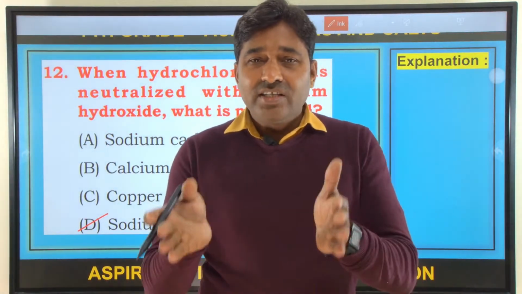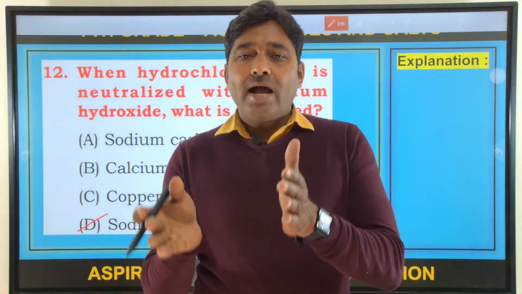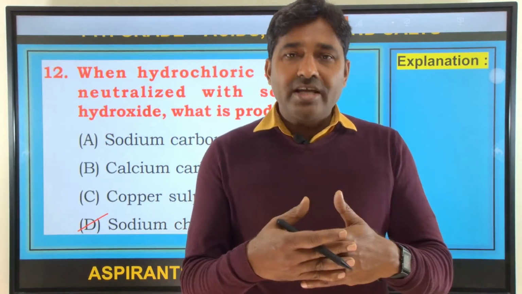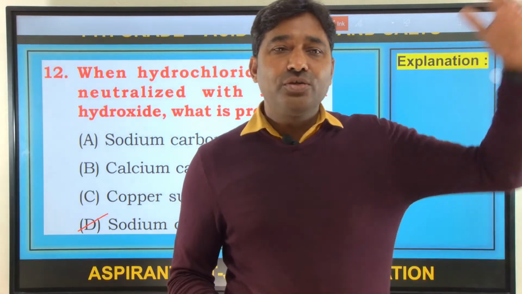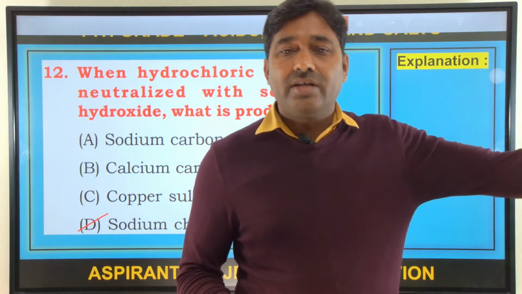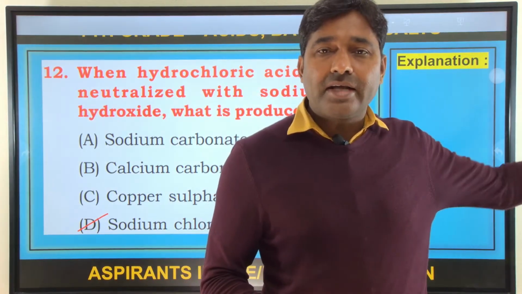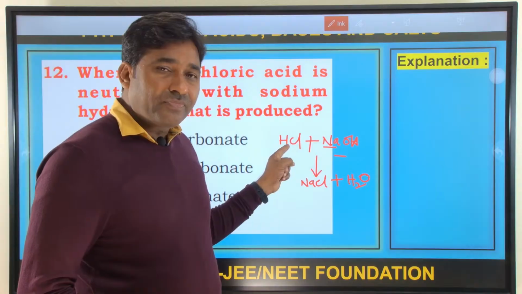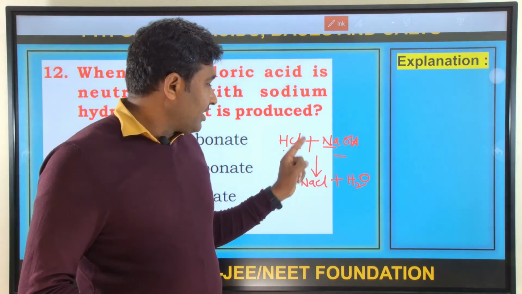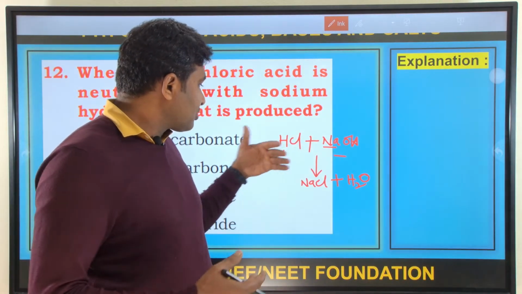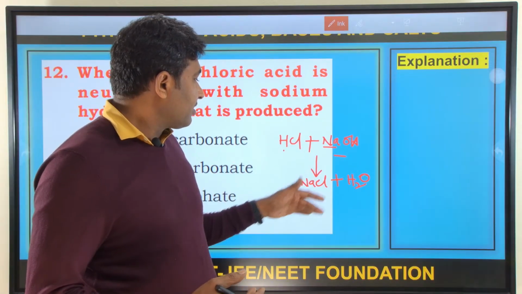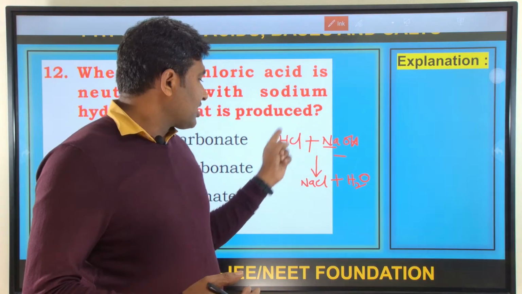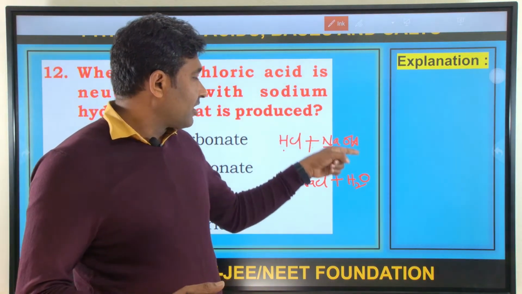Why? Because in a neutralization reaction, acid reacts with the base, then they neutralize each other and give rise to new compounds that are neutral in nature. They are nothing but salt and water. So see here, hydrochloric acid is the acid, NaOH is the base. When we treat these two together, they give neutral compounds. Basic character is neutralized by the acid, acidic character is neutralized by the base.